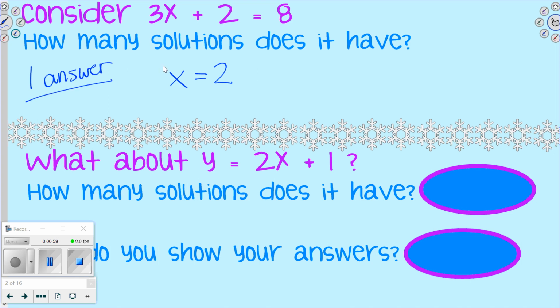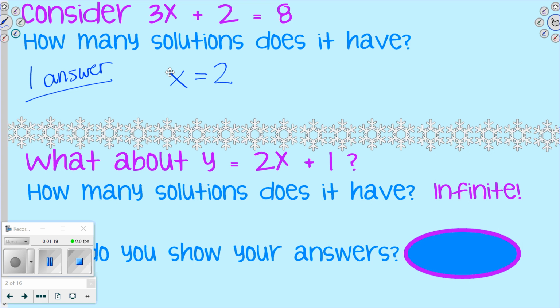What about y equals 2x plus 1? How many answers does it have? Right, so how many answers does it have? It's infinite. It is infinite.